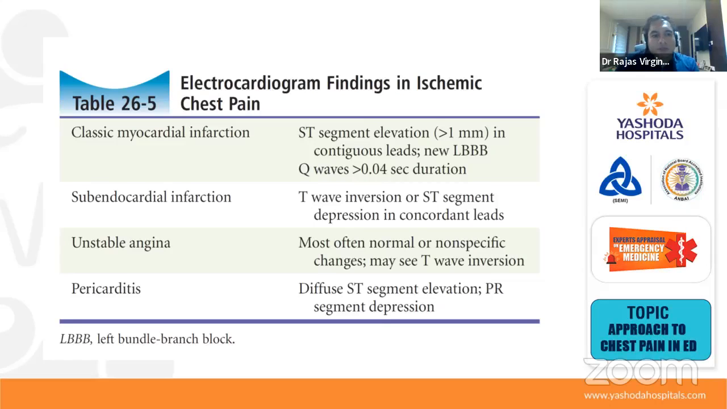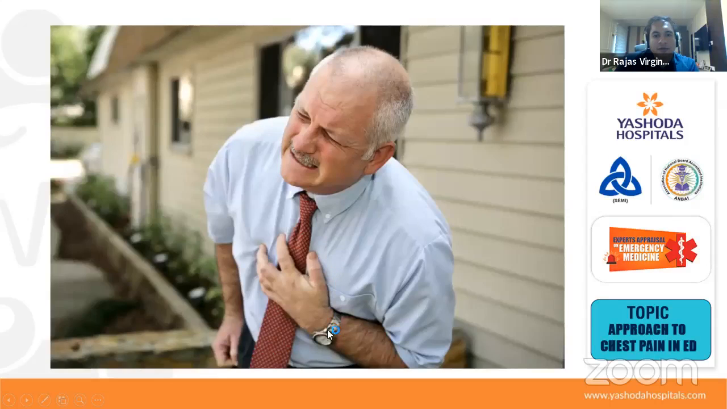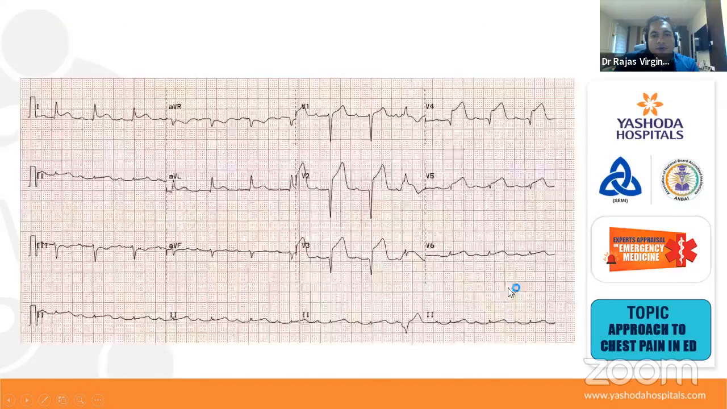So these are just some of the ECG changes that you want to look out for in a classic MI or a subendocardial infarction for a non-STEMI or an unstable angina, and some ECG changes for pericarditis as well, which include diffuse ST segment elevation and PR segment depression, which I'm sure everyone's aware of. So I'll just go through some ECGs here.